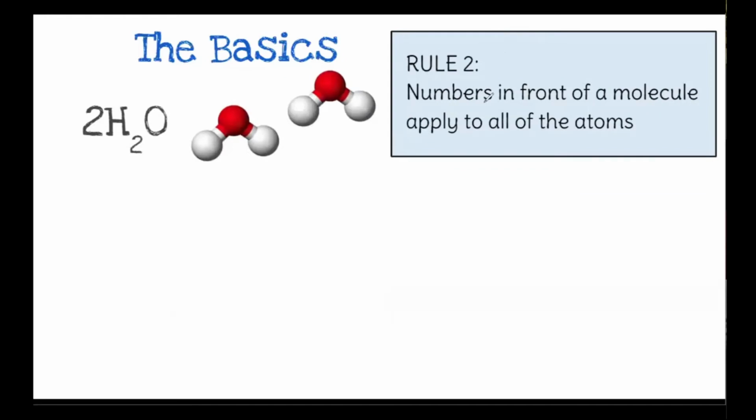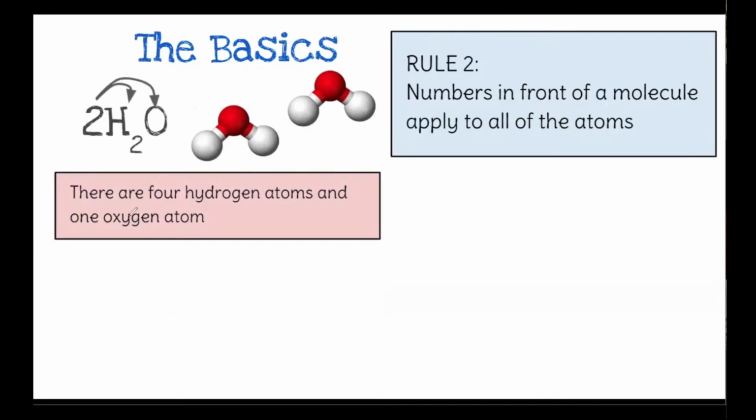The next basic rule is that numbers in front of a molecule apply to all of the atoms. If I say 2 H2O, it just means I have 2 molecules of H2O, right? So then I would distribute the 2. I would have 4 hydrogen atoms and 2 oxygen atoms. I will fix that before I post this. So, and if you picture it, you can see it. I have 2 oxygen atoms and 4 hydrogens.